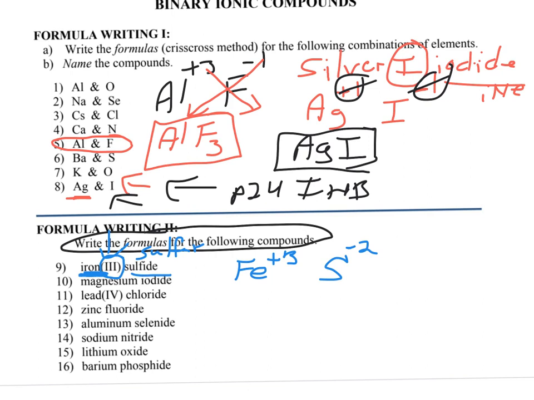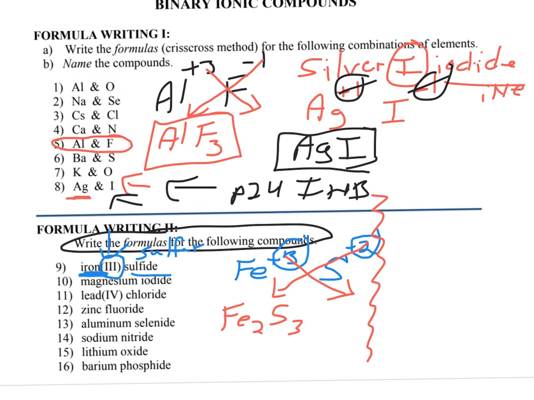So now, are they the same number? No, so they can't cancel out. Can I reduce it? No. So this means you must crisscross your charges. So you're going to have Fe2S3. Okay. Now what happens when I have a compound? You're going to do the rest of these.